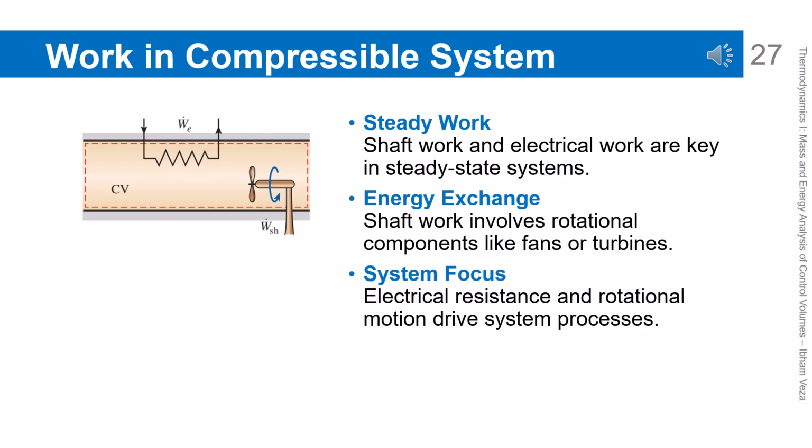Work in flow systems. In flow systems, work can appear in the form of shaft work and electrical work. Shaft work is usually associated with rotating components such as turbines and fans. Electrical work is related to heating elements or motors. All these forms of work must be included in the energy balance. This shows that energy interactions are not limited to heat only.